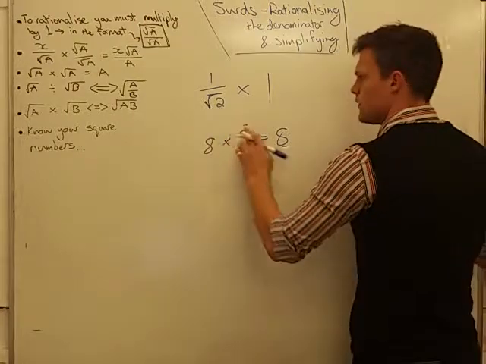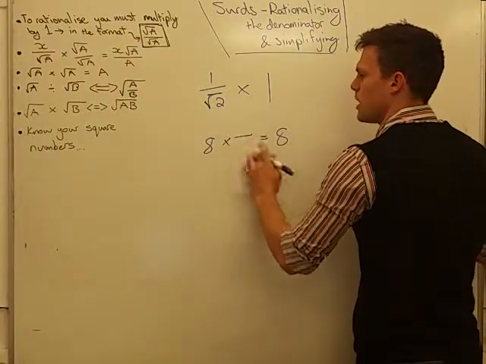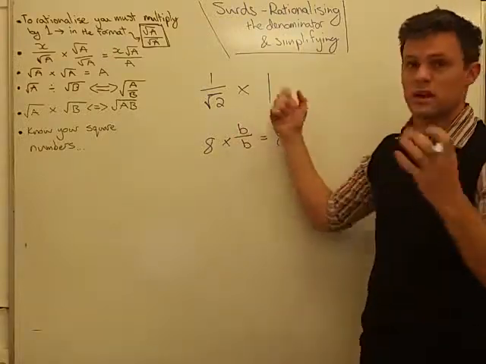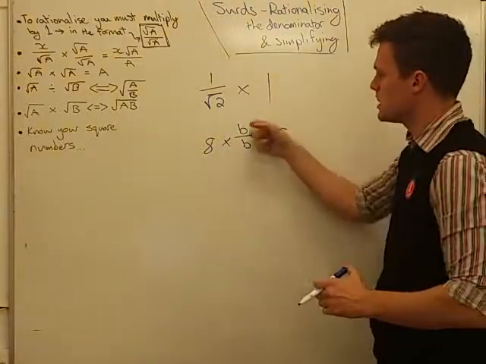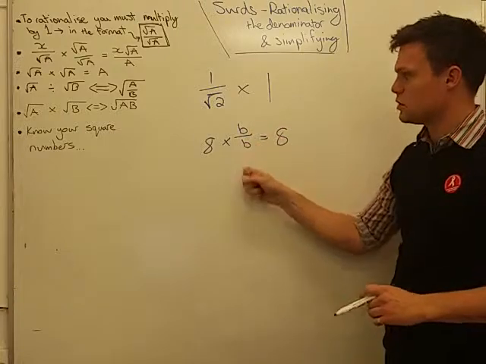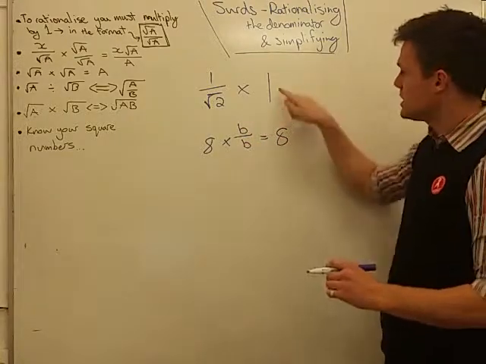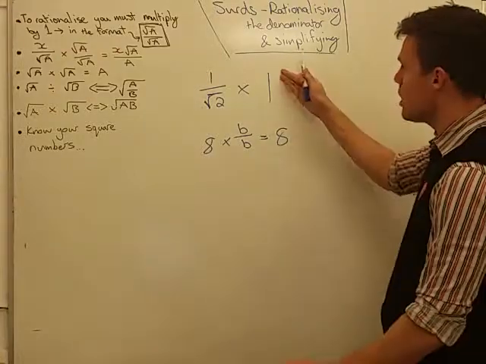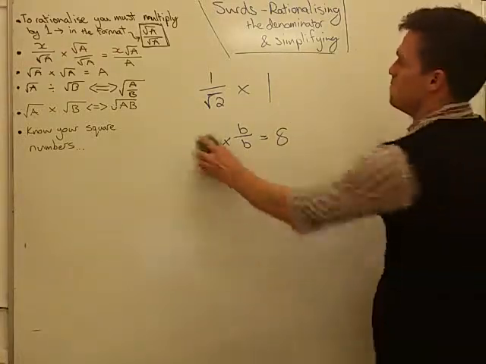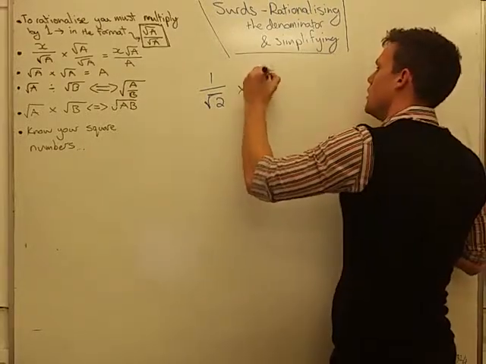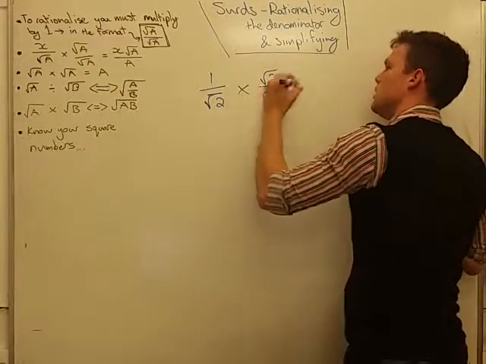I can also, very similarly, multiply it by actually any number. Let's say the letter b represents any number, b over b should be 1. So 8 times 1 is still going to give me 8. So instead of 1, I can have any number over the same number. So I'm going to choose root 2 over root 2.